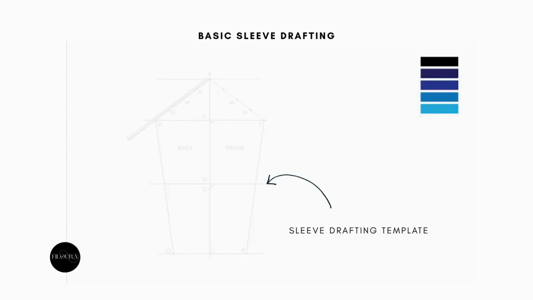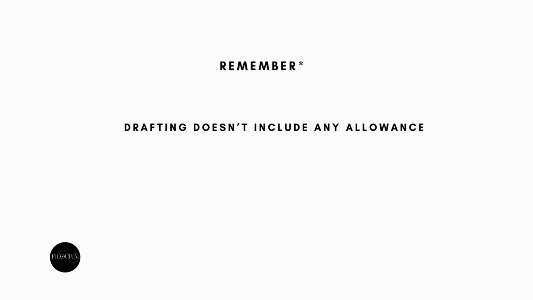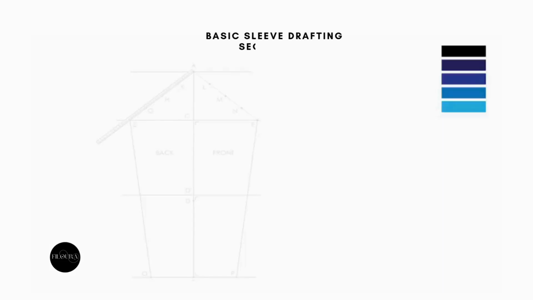I will also divide this drafting into different sections so you can follow each step comfortably. So gather your pattern paper, ruler, French curve, pencil, and let's get started. Before constructing this pattern, remember the drafting that we are doing here does not include any seam or loose allowances. So it is a pattern that fits the measurement exactly, and all the allowances have to be added at the end of the pattern. Section 1, let's start with the basic construction lines.